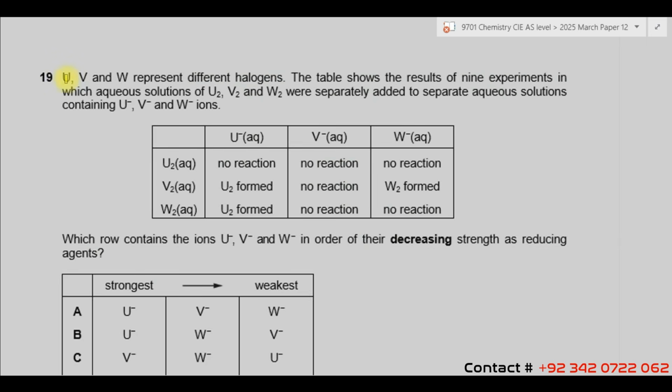Question 19. U, V and W represent different halogens. The table shows the results of 9 experiments in which aqueous solutions of U2, V2 and W2 were separately added to separate aqueous solutions containing U-, V- and W- ions. This is the whole table. Which row contains the ions U-, V- and W- in order of their decreasing strength as reducing agents?